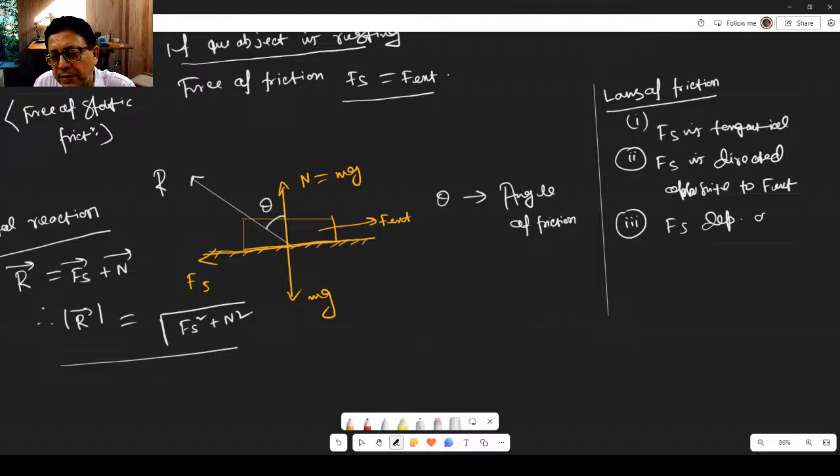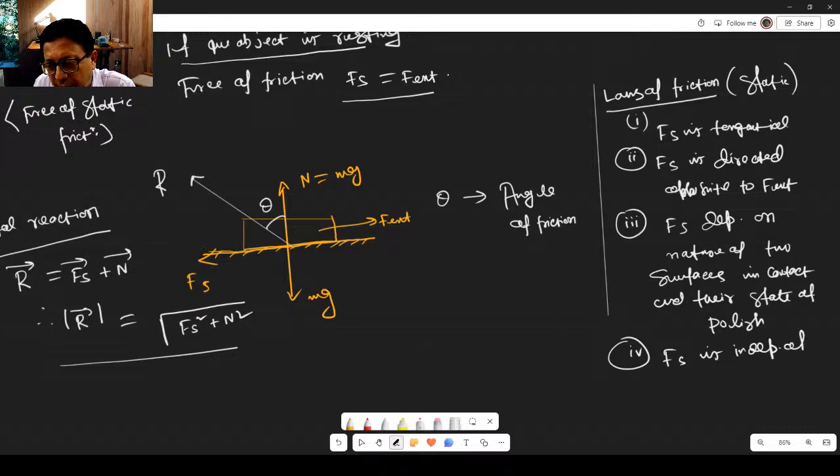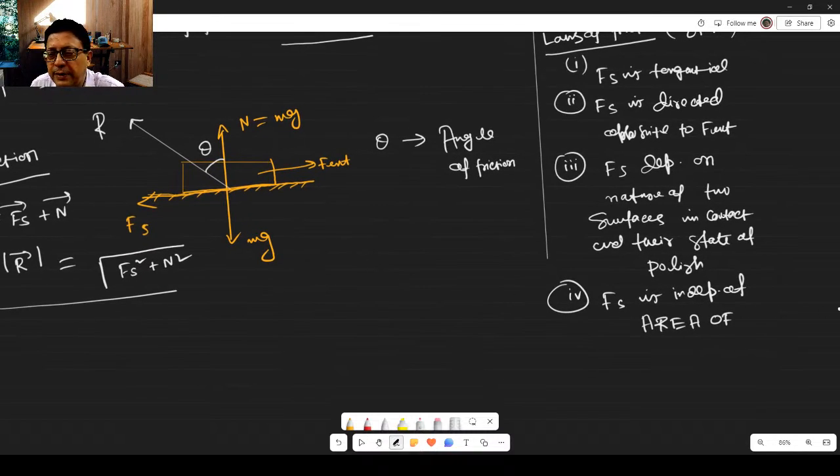Number 3, Fs depends on what? These are laws of static friction. Fs depends on the nature of the two surfaces in contact and their state of polish. Number 4, Fs is independent of, this is very important, independent of area of contact. Please don't forget this. The force of static friction is independent of area of contact.